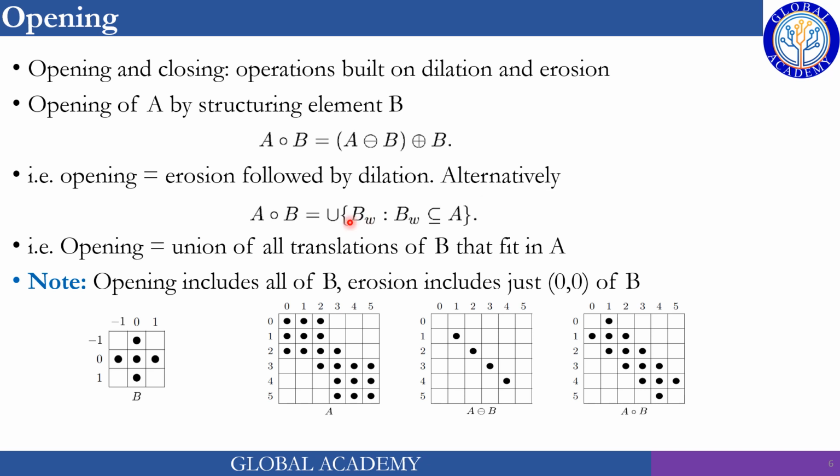Alternatively, it's the union of all translations of B that fit in A. So it's a combination of both erosion and dilation. Say we have this structuring element and this image, then apply erosion, we will get this one. These are four possible placements of B in A, like over here, here and here.